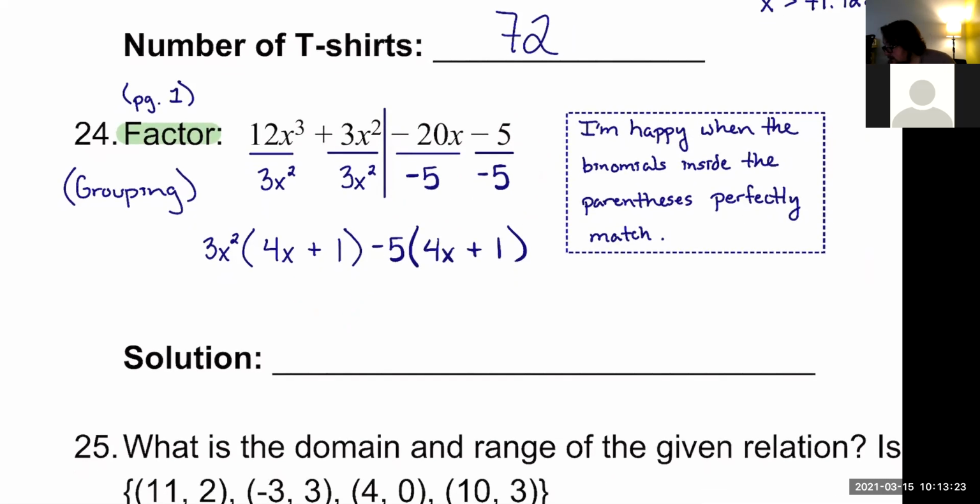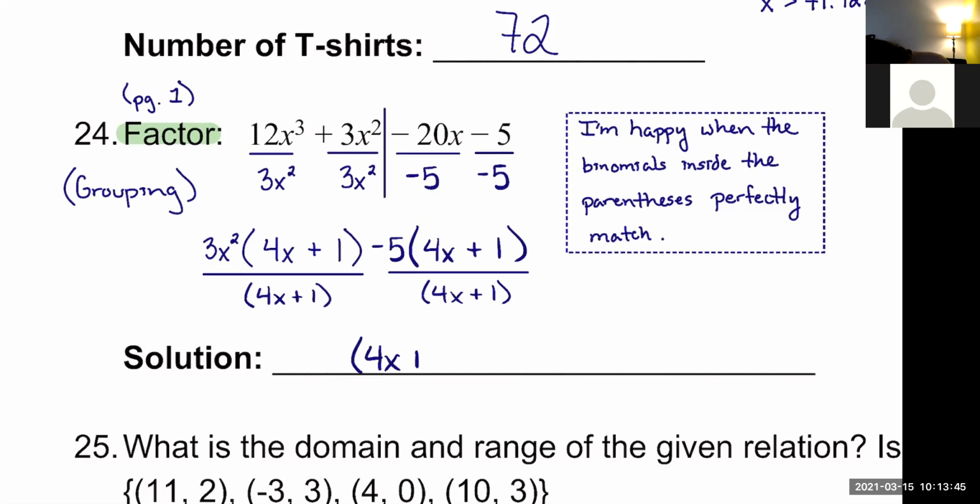Now, the reason why I'm happy when they match is because if I go one step further and imagine that these two halves shared the greatest common factor of 4x plus 1, I could get two unique binomials. Because anytime we set aside a greatest common factor, we always do that first before we divide. But in this case, a binomial divided by itself, as with all things, you get 1, which makes them disappear. What we're left with is going to give us our second binomial.